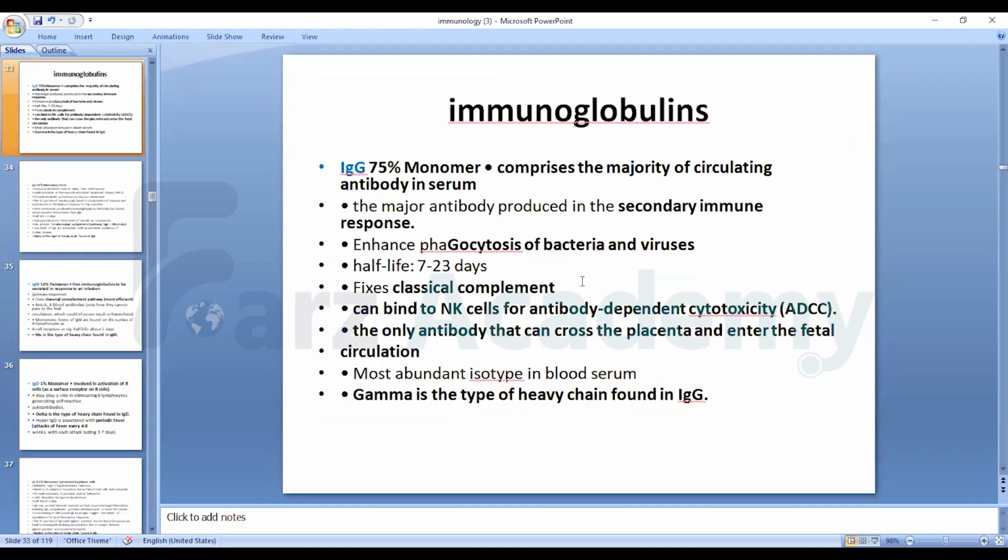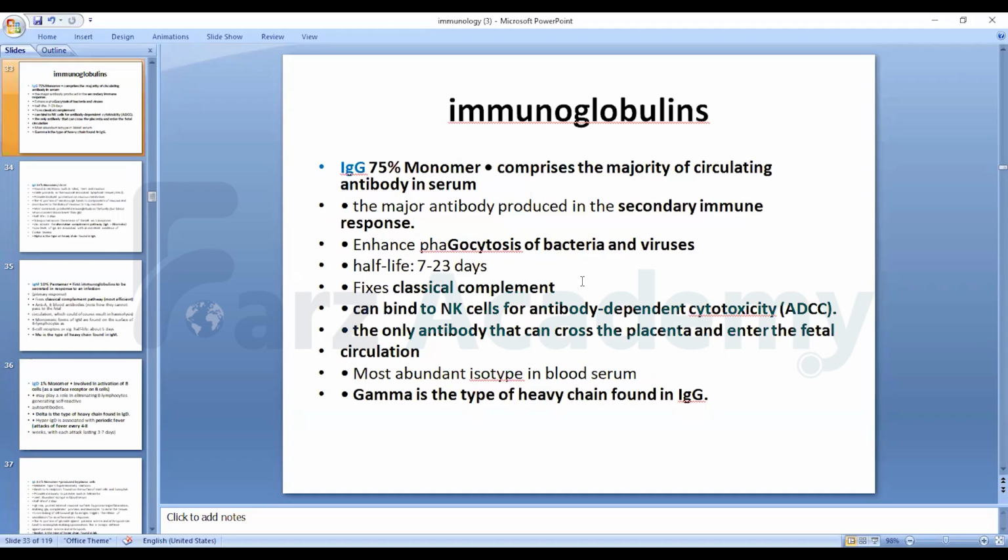Coming to immunoglobulins. First is IgG. 75% is monomer and comprises the majority of the circulating antibodies in the serum. It's the major antibody produced in the secondary immune response and enhances the phagocytosis of bacteria and viruses. Half-life is 7 to 23 days, and it fixes the classical complement. It can bind to natural killer cells for antibody dependent cytotoxicity. It is the only antibody that can cross the placenta and enter the fetal circulation.